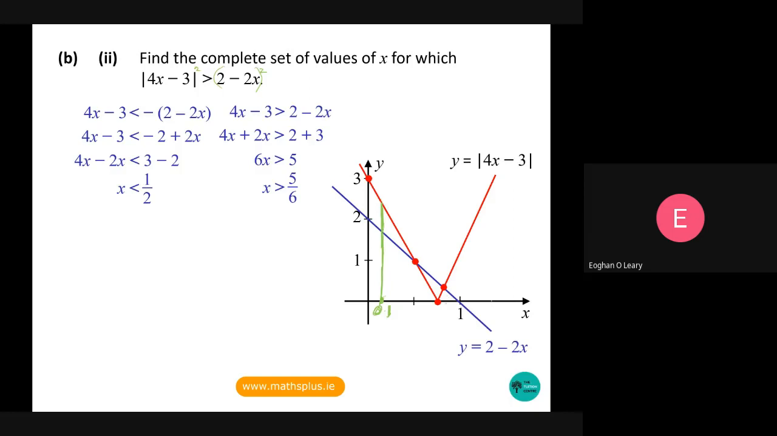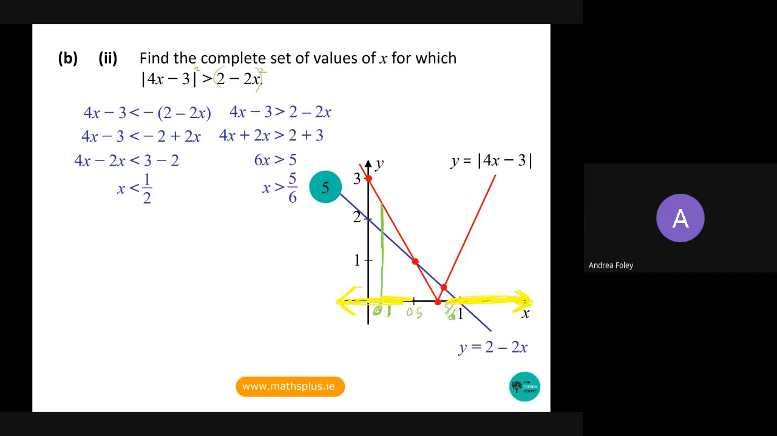So here's my 5 over 6, and here's my 0.5, or my half. Those are my solutions, and it's worth 5 marks. This one's on a 0, 2, 3, 5 scale. Low partial credit here for 2 marks is solving to give either value of x. So if you solve either of the two inequalities and get either x is a half or x is 5/6, that doesn't need to be an inequality. If you solve it and get just your value of x, either of those would get you low partial credit for 2 marks.